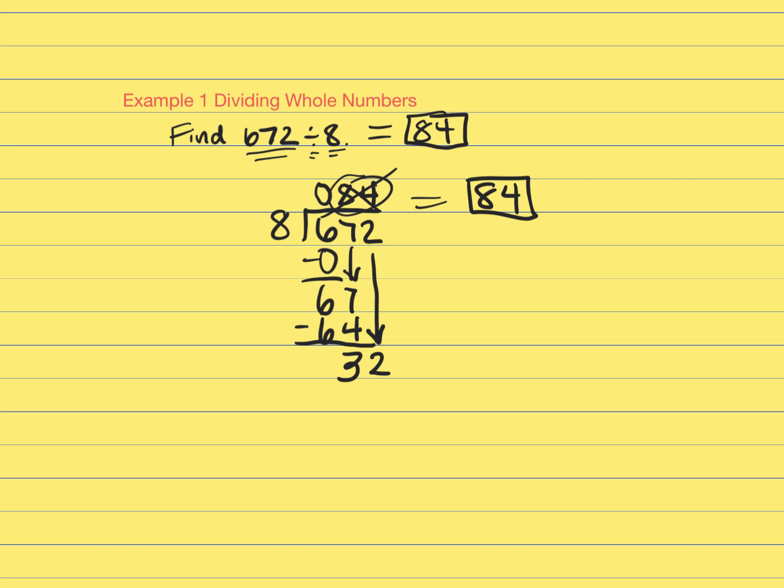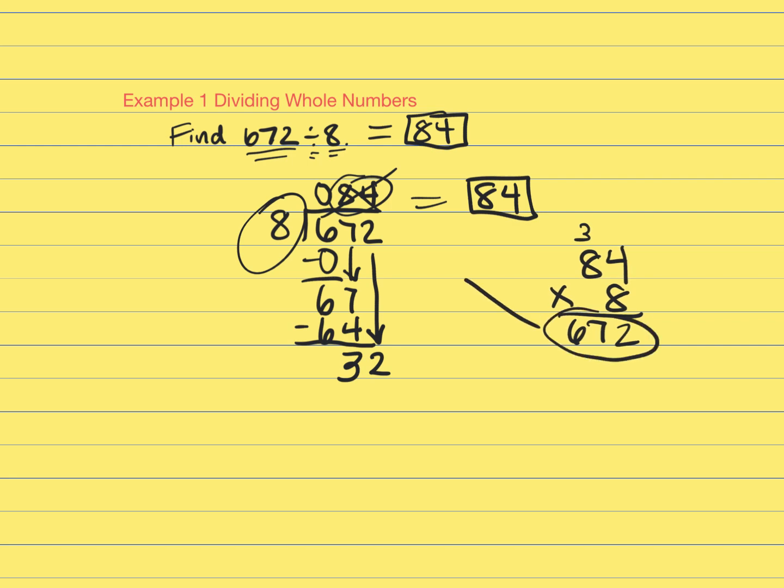To do a quick check to make sure that this actually works, all you would do is take your quotient and multiply it by your divisor. So my quotient is 84 multiplied by my divisor, which is 8. 8 times 4 is 32. 8 times 8 is 64. Plus 3 more is 67. So that answer should be my dividend. So if this is the same number as this, then you have checked it for understanding.